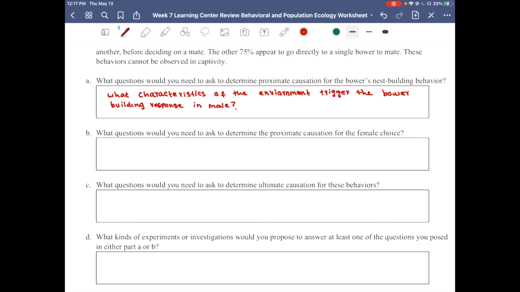And then for the female proximate cause, we could ask, what about the male's dances triggers the mating response in the female? Because they talked about how 25% go from one male bird to another bird to scope out, whereas the 75% just choose one. So we can look at what about the dance actually attracts the female.